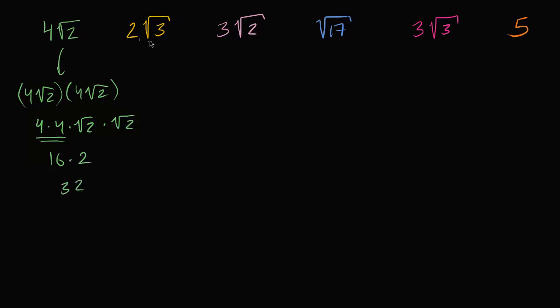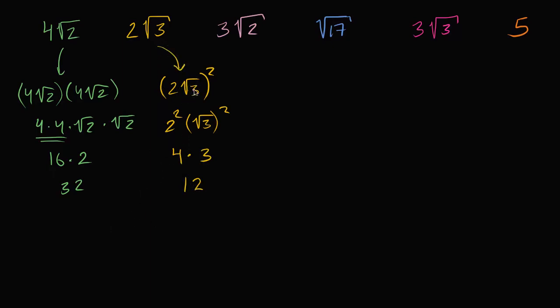Now what about 2 square roots of 3? Well, same idea. Let's square it. And I'll do this one a little bit faster. So if we square 2 square roots of 3, this is going to be 2 squared times the square root of 3 squared. Well, 2 squared is going to be 4. Square root of 3 squared is going to be 3. So this is going to be equal to 12. That's this thing squared.